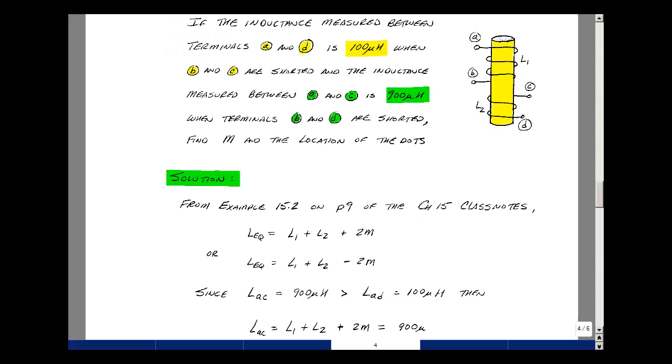Now our second measurement was where we found the 900 microhenries, where we shorted B to D. So if we were to put the dot here, so we come through our coil and we connect up to the second coil, that's where the dot was in our example on page 9 of the Chapter 15 class notes. And that's how you can find the mutual inductance and where the dots are on the coils. And this is Supplemental Problem 15.3.